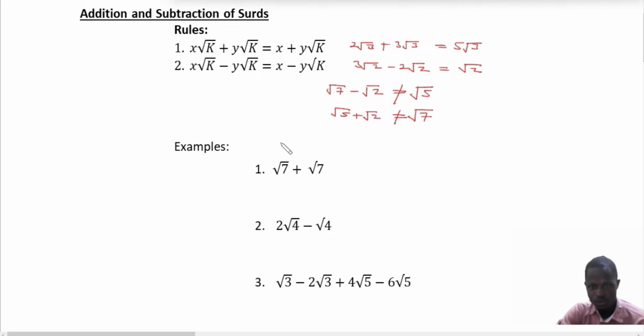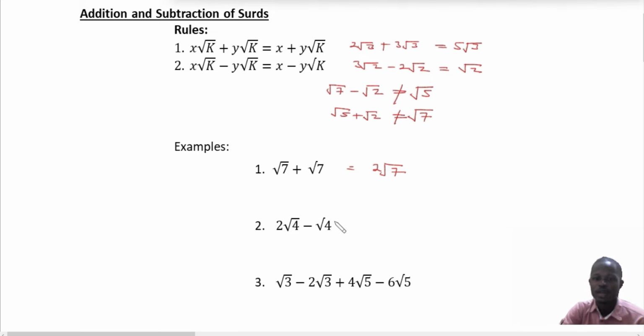So we have a few examples to illustrate this. We have root of 7 plus root of 7. You can add this because they have the same root. There is a 1 in front of each. So you can simply write this as 2, since 1 plus 1 is 2, from the rule x plus y. The x here is 1 and the y here is 1. So this becomes 2 root of 7.